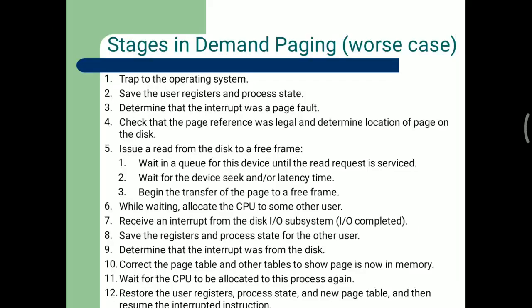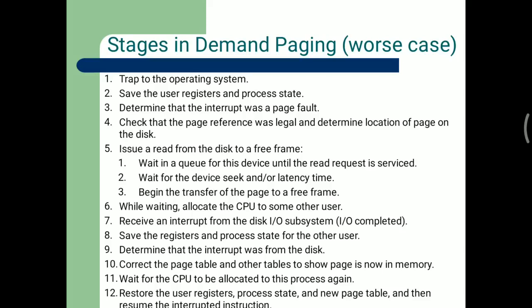Let's get started with demand paging. What are the stages in demand paging? Demand paging is used to create virtual memory. The stages in demand paging are 12 stages. They are: trap to the operating system, save the user registers and process state, determine that the interrupt was a page fault, check that the page reference was legal, and determine the location of the page on the disk. Issue a read from the disk to a free frame and wait in the queue for this device until the read request is serviced. Wait for the disk seek and latency time.